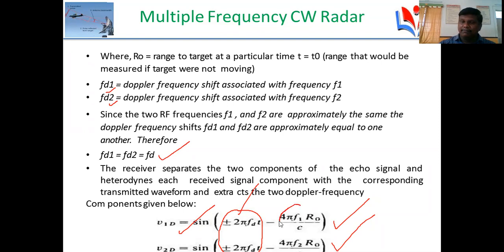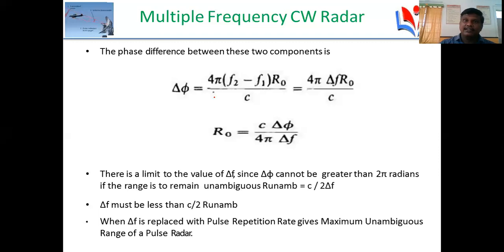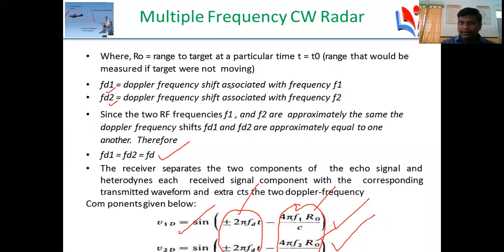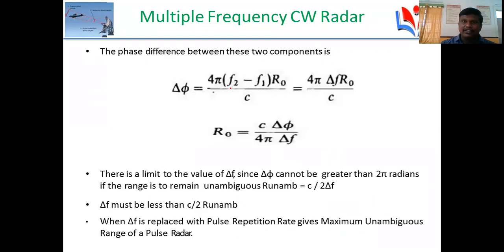The second component is the phase shift. This is the phase shift due to the first signal, and this is the phase shift that occurred for the second signal. We are going to take the phase difference between these two. That difference is delta phi equal to 4 pi into, taking R0 common, 4 pi common, and C also common, 4 pi R0 by C times F2 minus F1.